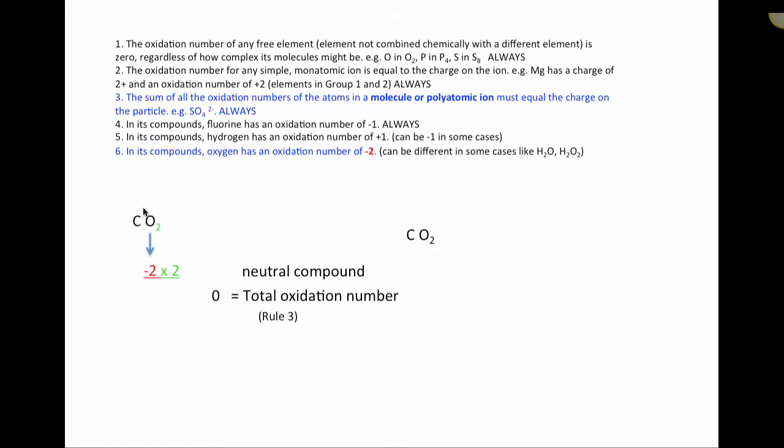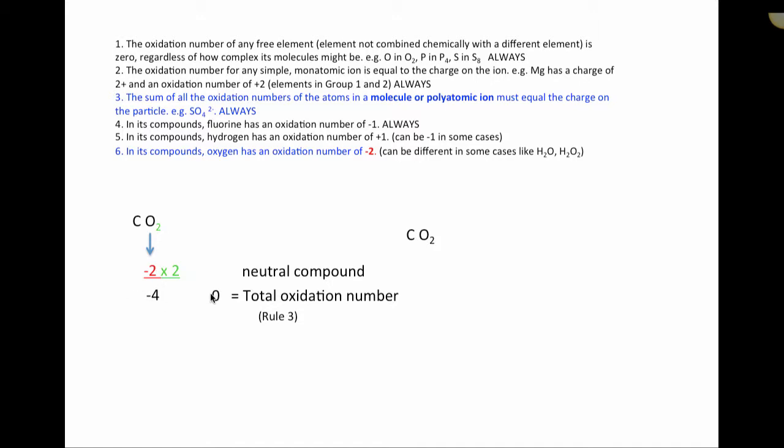It doesn't have anything that says that carbon is a certain oxidation number, but if we go down to number 6, it says oxygen has an oxidation number of minus 2. It can be different, but in this case it doesn't say anything about hydrogen or fluorine. We don't have those. So minus 2 is going to be assigned to oxygen, and since there are 2 oxygens, I multiply that by 2 and I get a total of minus 4.